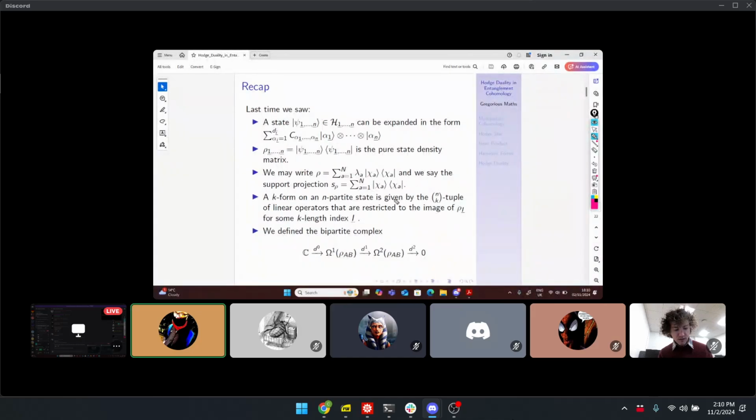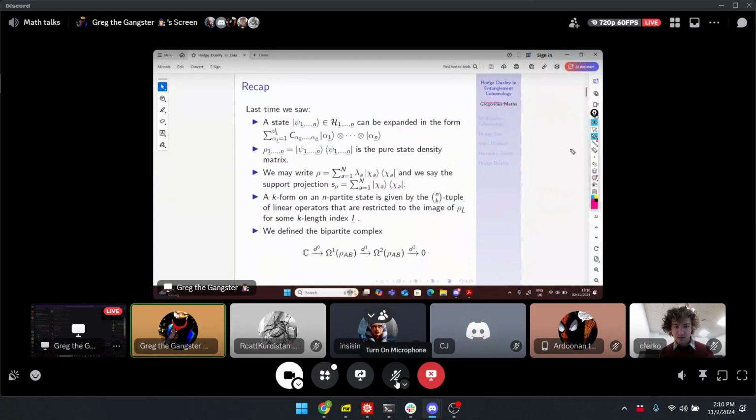we want to define cohomology because we're using cohomology to measure the entanglement. And we sort of used de Rham cohomology type language, basically, to describe everything. So we described a K-form on an n-partite space. If you think about de Rham cohomology, this is like a K-form on an n manifold, basically. So it's a tuple with n choose k terms, and it's linear operators.